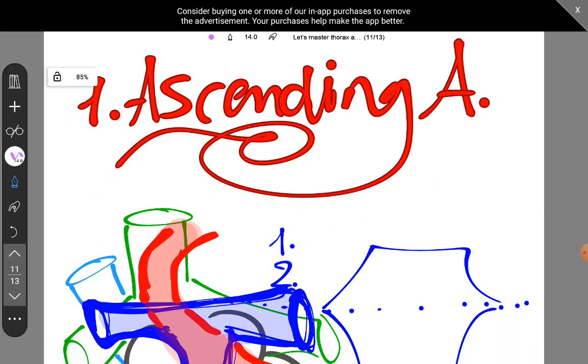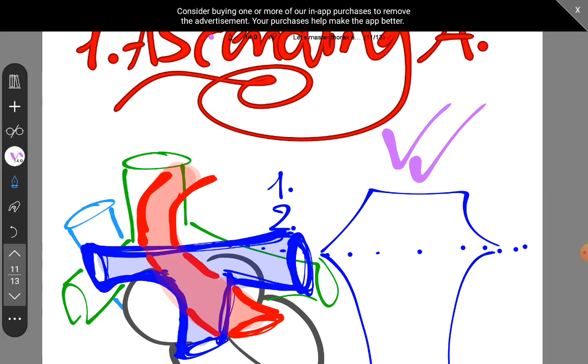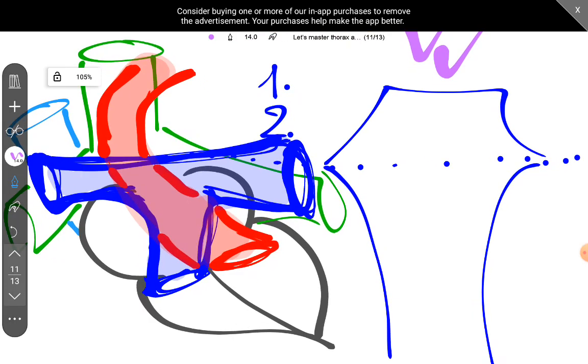So, the first thing is the ascending aorta. As you can see here, it begins at the aortic orifice of the left ventricle, and it corresponds to the beginning of the third left intercostal space, as we can see here.